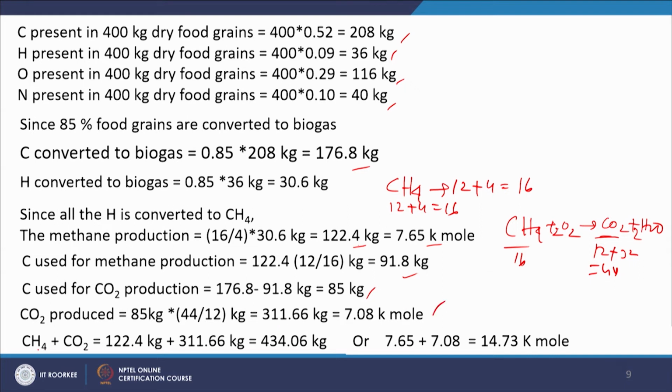So, CH4 plus CO2 in the biogas: the CH4 we are getting is 122.4 kg and the CO2 we are getting is 311.66 kg. So, that is equal to 434.06 kg, or in terms of kilomole, that is 7.65 kilomole for methane and 7.08 kilomole for carbon dioxide. So, 14.73 kilomole gases will be present in the produced biogas.